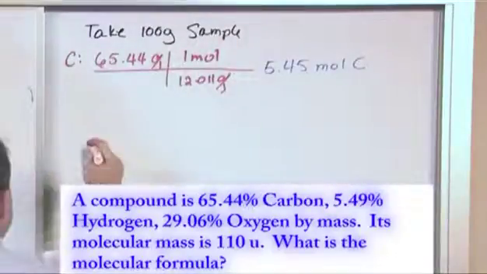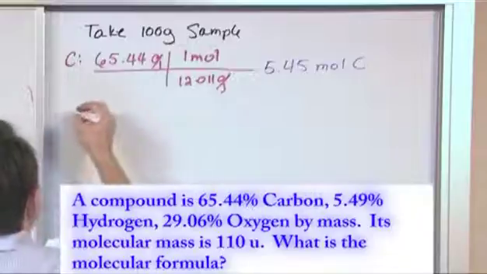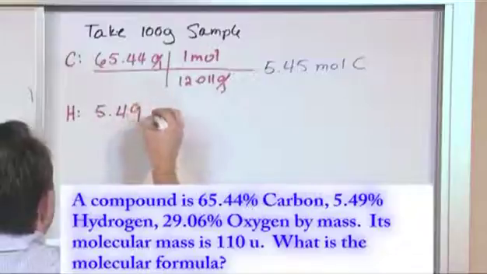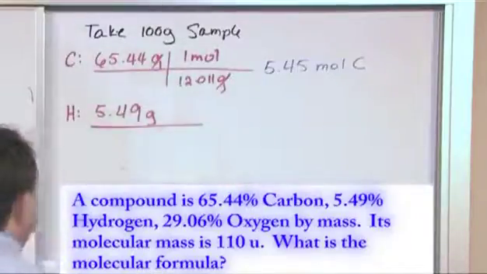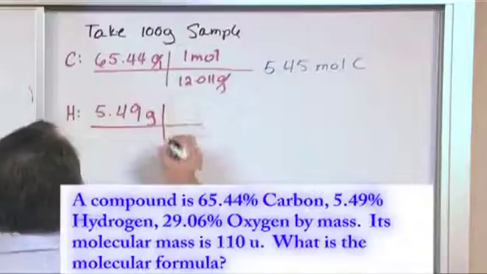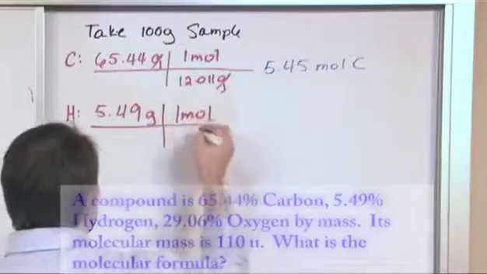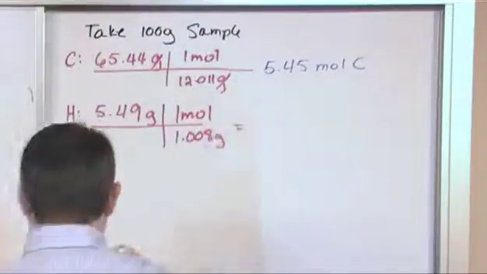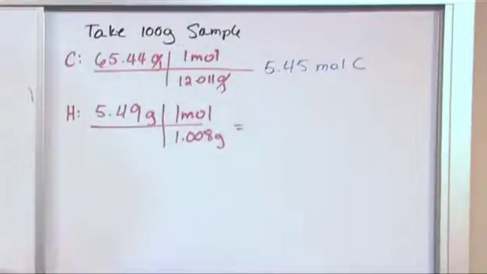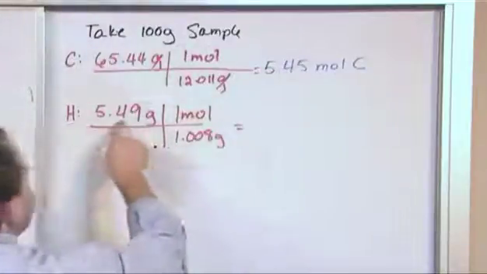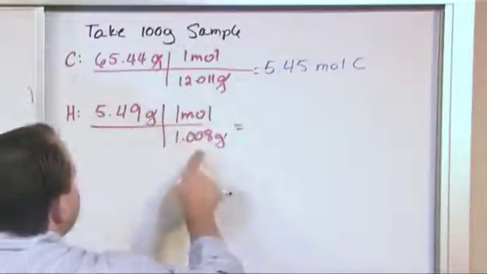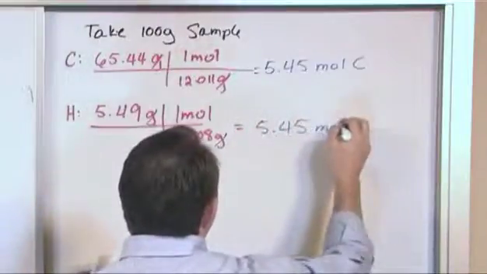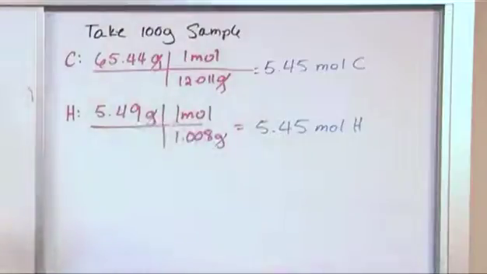All right, next, let's look at the next guy, 5.49% of hydrogen. So 5.49 grams of hydrogen in a 100-gram sample. All right? And I'm going to convert to moles. So 1 mole is 1.008 grams. Okay? So when I take this, obviously grams cancels with grams, multiply and divide, what I'm going to get is 5.45 moles of hydrogen. Okay?